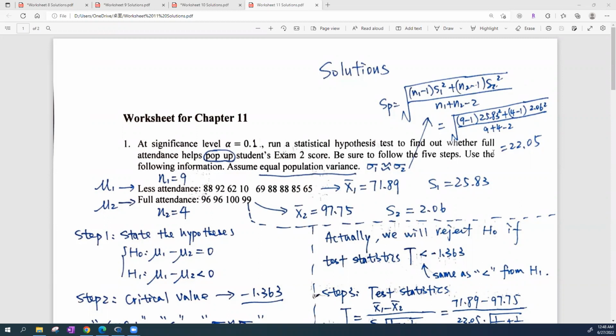And then we don't have any population standard deviation term here. That means we don't have the sigma 1, sigma 2 info. So sigma 1, sigma 2 unknown.